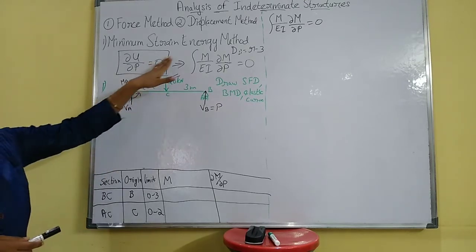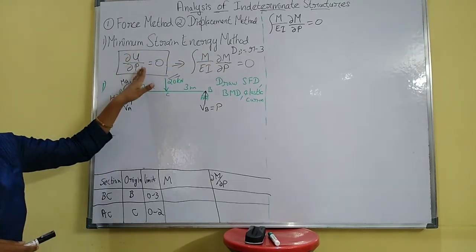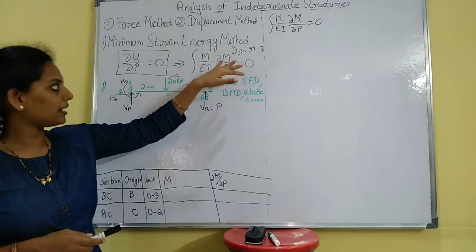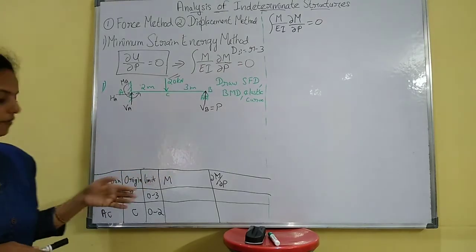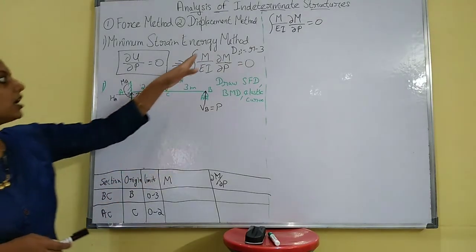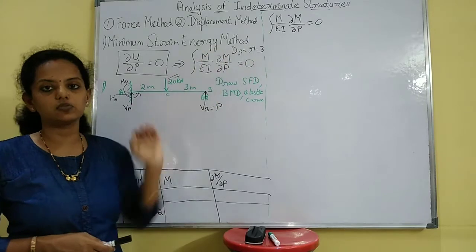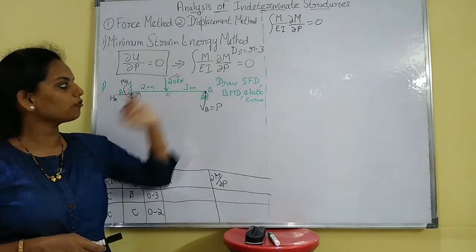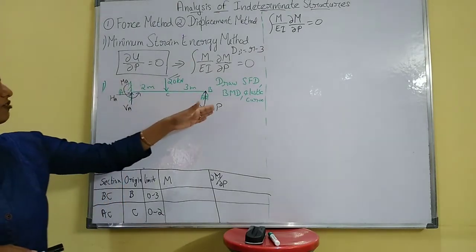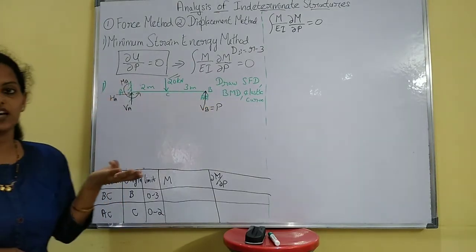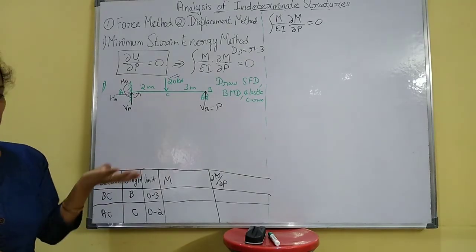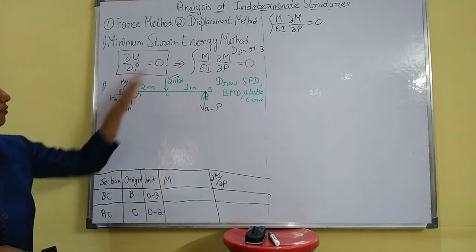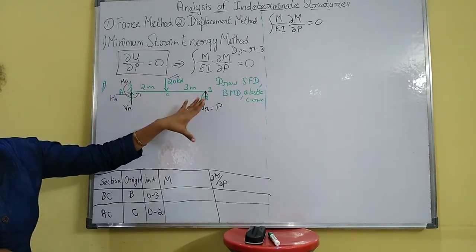the strain energy formula, that is dou U by dou P equal to 0. So in terms of P you write the moment value, like what we have done previously, with section, origin and limit. Then equate it to 0 and get the value of P. Once you get the value of P, you can find all the reactions present in the problem using the equilibrium equations: summation x equal to 0, summation y equal to 0 and summation M equal to 0.